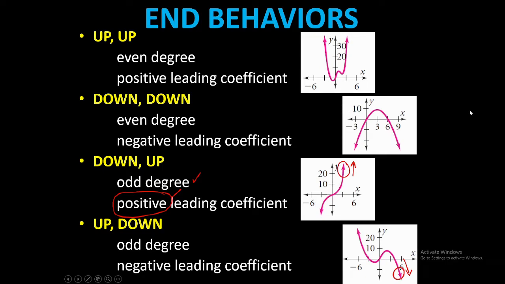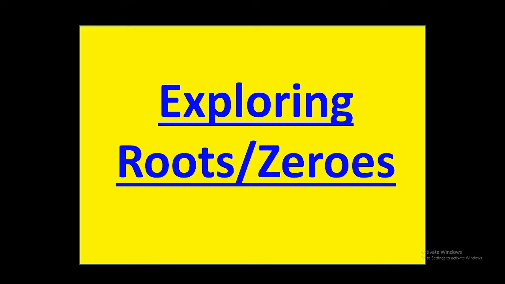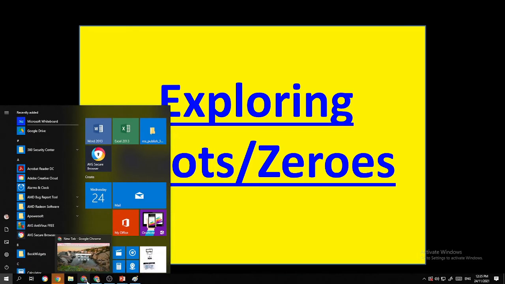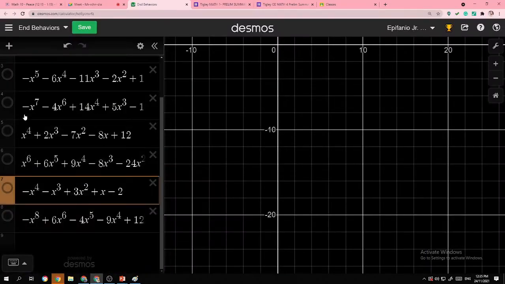Is this okay? Everything's clear about the end behaviors this time. Let's focus on the roots. By the way, are there any questions? None so far. That's good. Let's go to exploring roots and zeros. When I say roots or zeros, I will be playing with the multiplicities here.